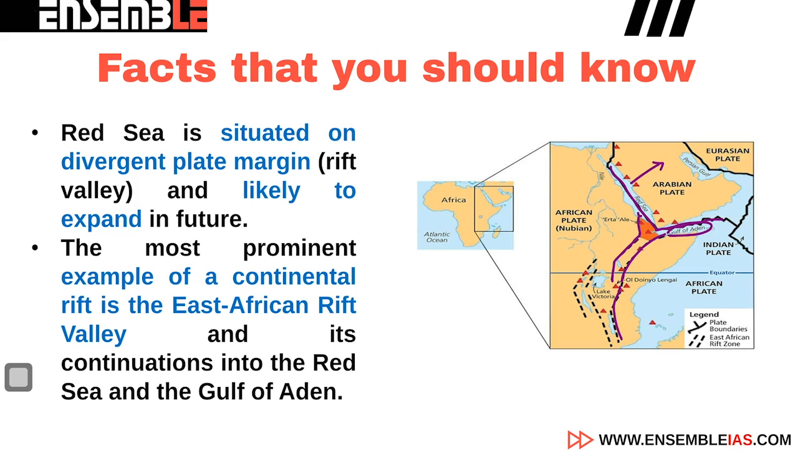The Arabian plate is moving towards the east, and this plate is moving towards the west. So there is a likely chance that in future the Red Sea area will expand, and even the Gulf of Aden will expand, and this eastern part of Africa can move far apart from the western part of Africa. It means this part of Africa will go this side and the western part of Africa will go this side.